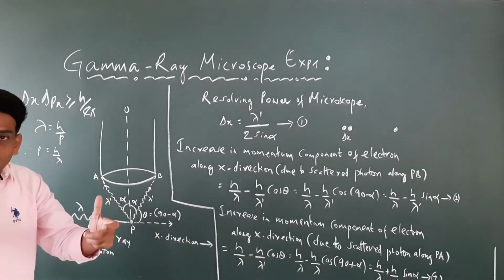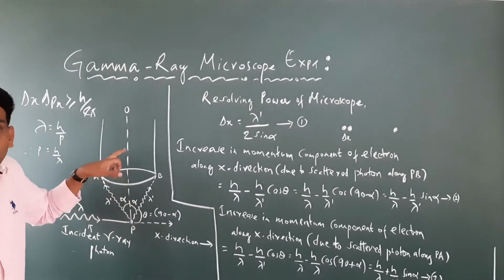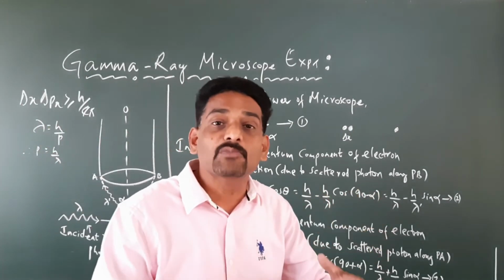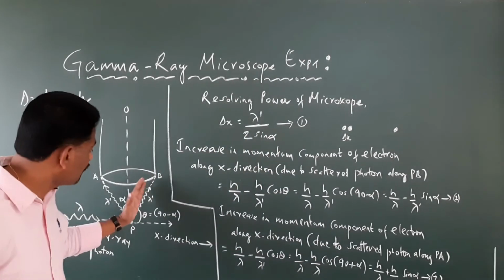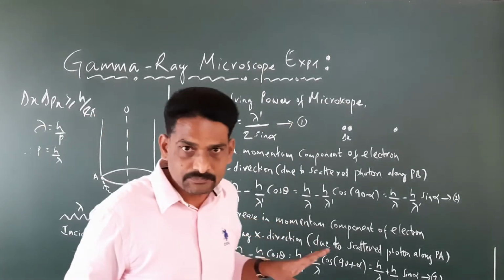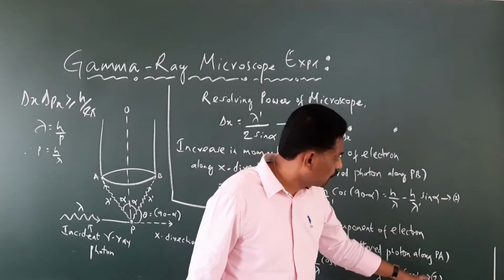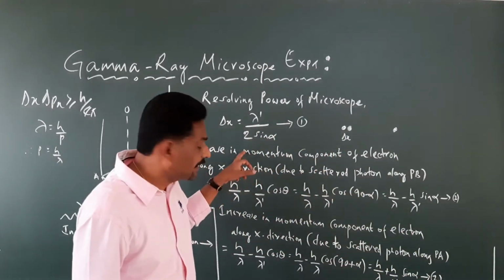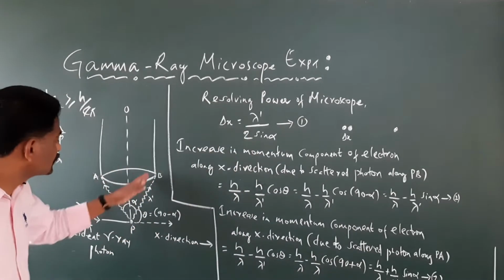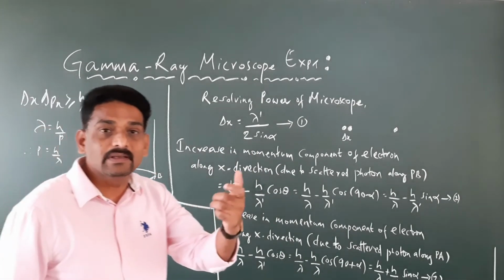Because any ray which enters the eyepiece within this direction only will be able to enter the eyepiece and will be able to measure the position and the momentum. Any ray which travels after this will not enter the eyepiece, therefore we are not bothered about them. Right? So from equations 2 and 3, we have calculated the increase in the momentum.